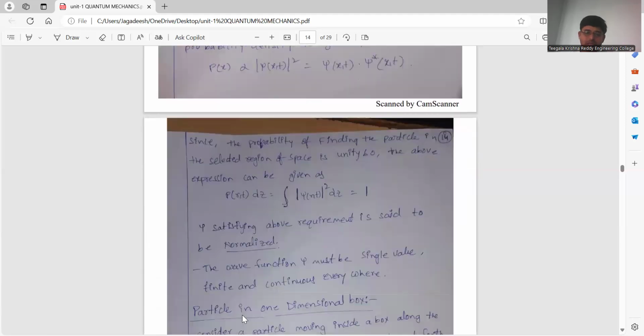The wave function psi must be single valued, finite and continuous everywhere.